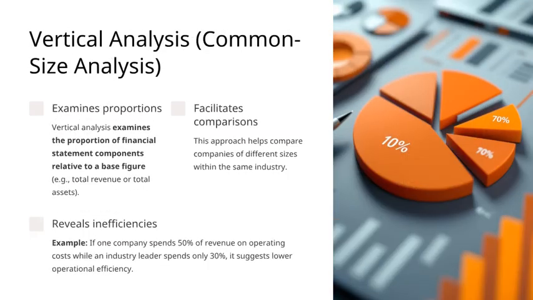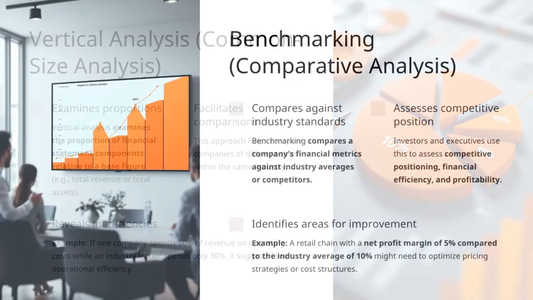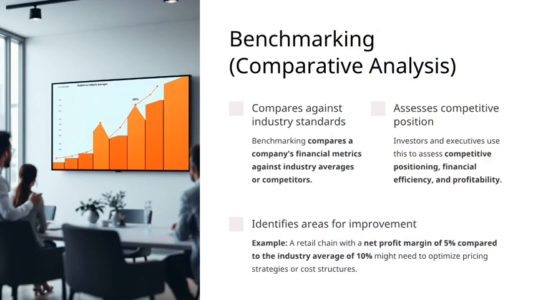Vertical analysis or common size analysis. Vertical analysis examines the proportion of financial statement components relative to a base figure, e.g., total revenue or total assets. This approach helps compare companies of different sizes within the same industry. Example: if one company spends 50% of revenue on operating costs while an industry leader spends only 30%, it suggests lower operational efficiency.